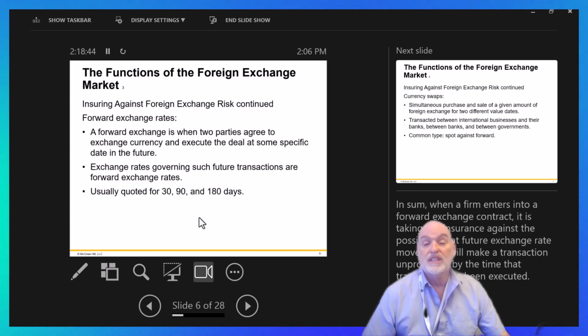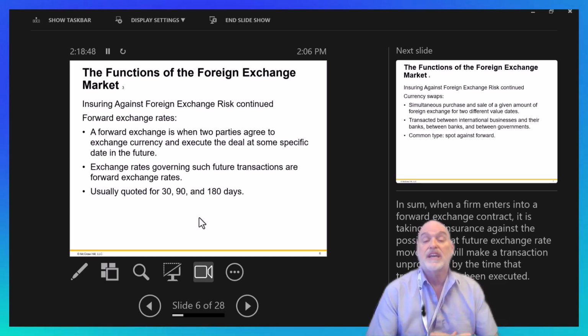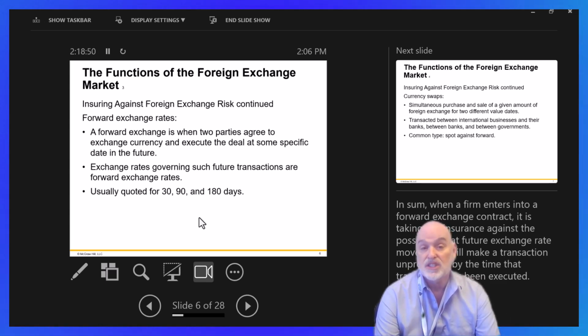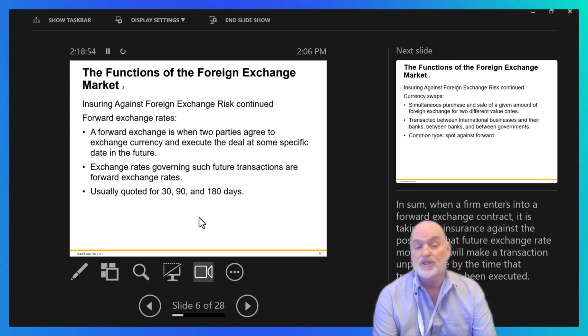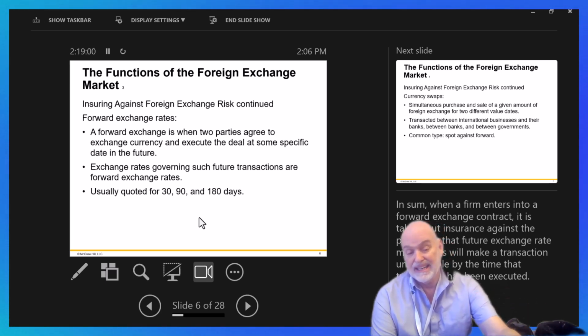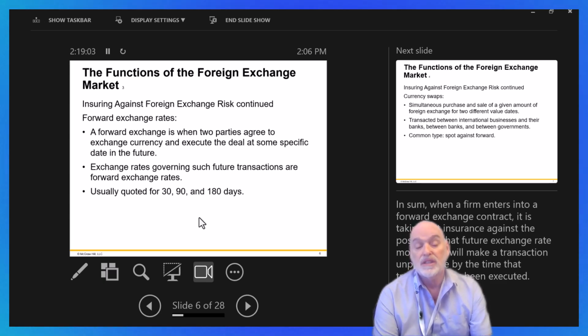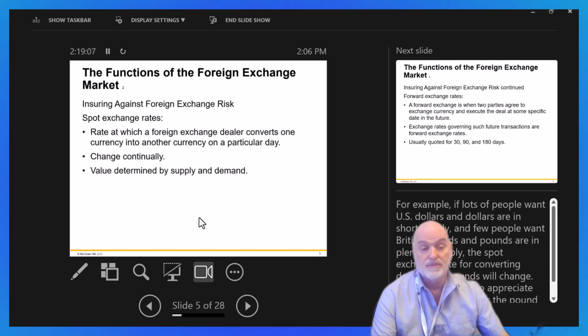Insuring against foreign exchange risk, continued. With foreign exchange rates, a forward exchange is when two parties agree to exchange currency and execute the deal at some specific date in the future. Exchange rates governing such future transactions are forward exchange rates. They are for a date in the future, and they're usually quoted 30, 90, and 180 days forward.